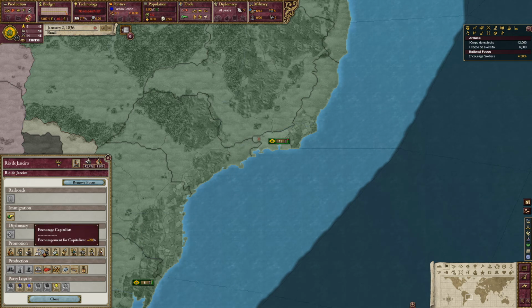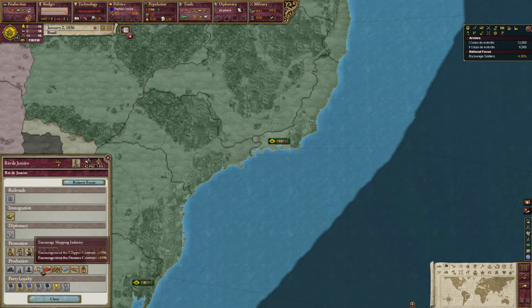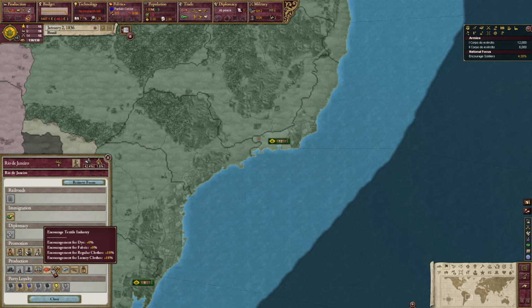Capitalists can be useful later on once you know what you're doing, but if you really know what you're doing, you don't need to do it at all. And the others just aren't that useful. So production, this will just encourage people to build certain industries here. It can be useful, but I kind of want you to ignore it.